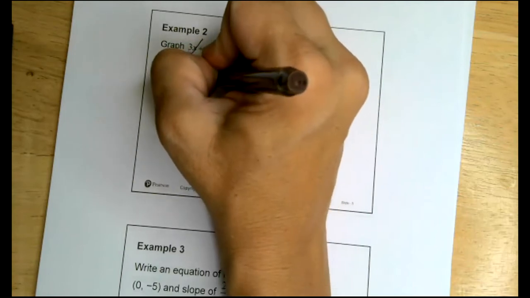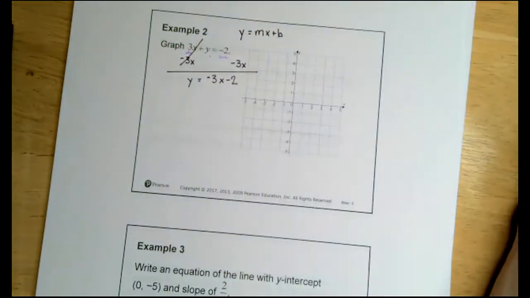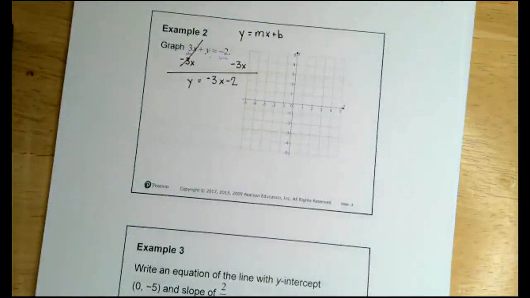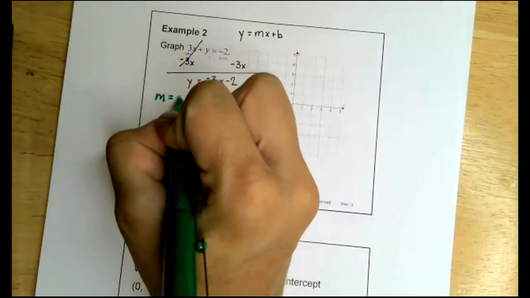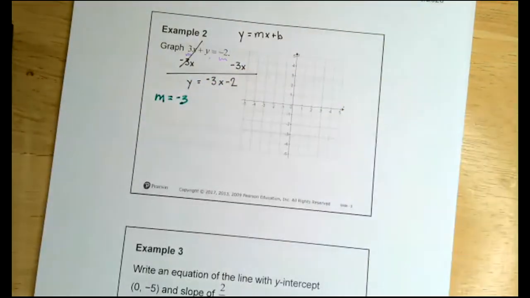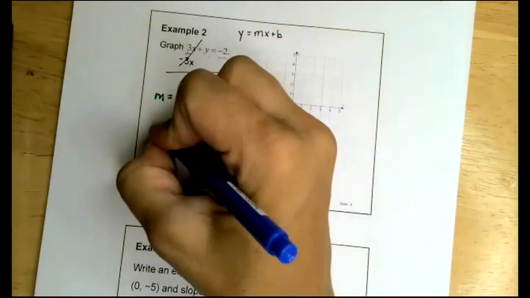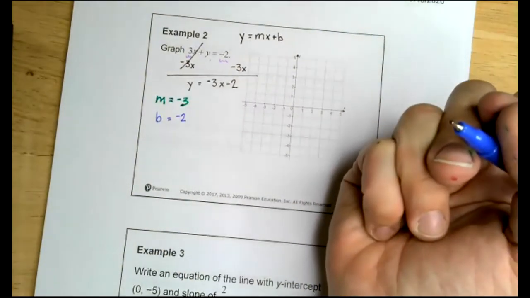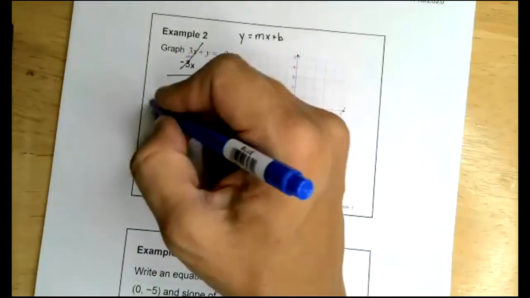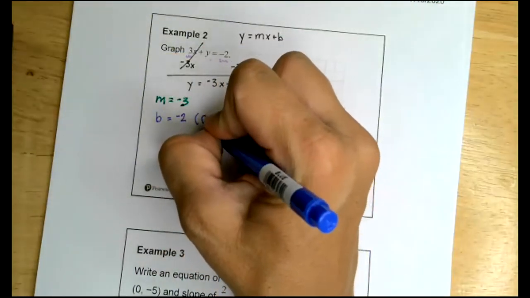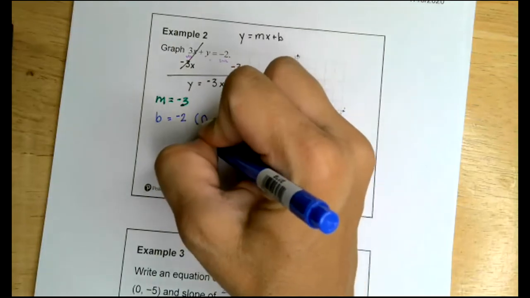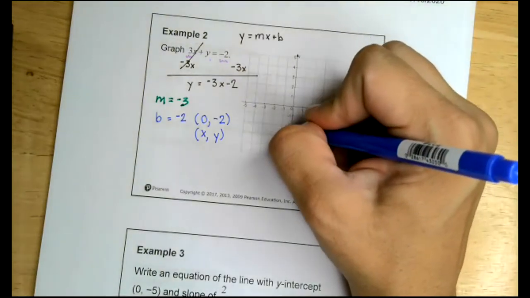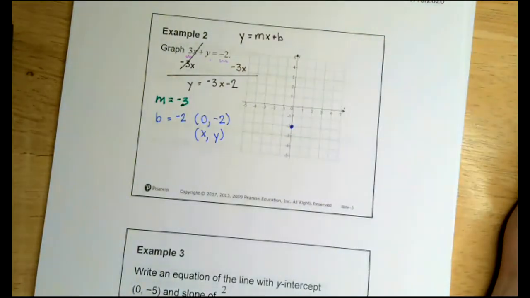Y equals -3x minus 2. So now it is in y equals mx plus b form. So our m is -3. And our b is -2. That means our slope, well, let's start with our y-intercept. Our y-intercept is -2, or 0, -2, right? Because that's x and y. 0 on the x, -2 on the y. There's our first point, okay?